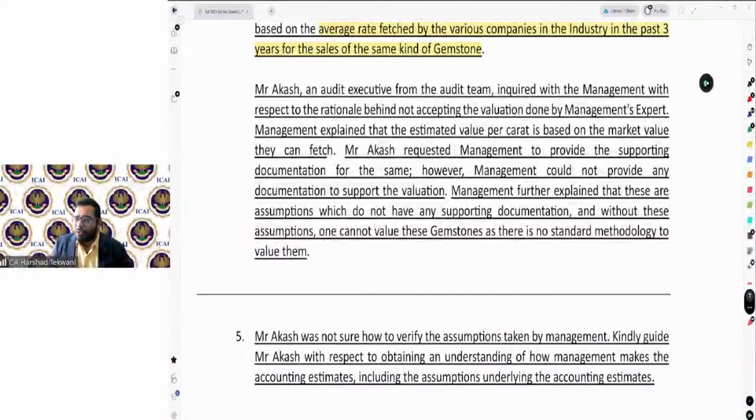Number one, how do you test the assumptions made by management? What procedures will you perform to test the assumptions made by management?